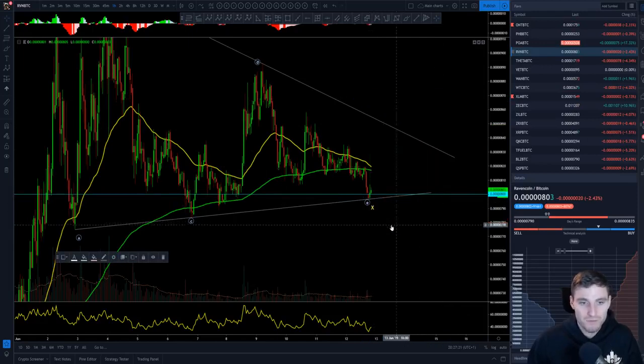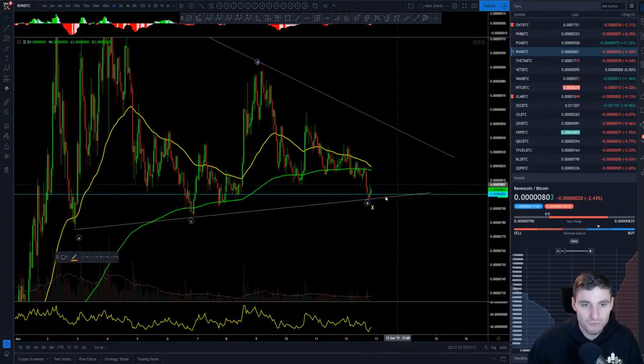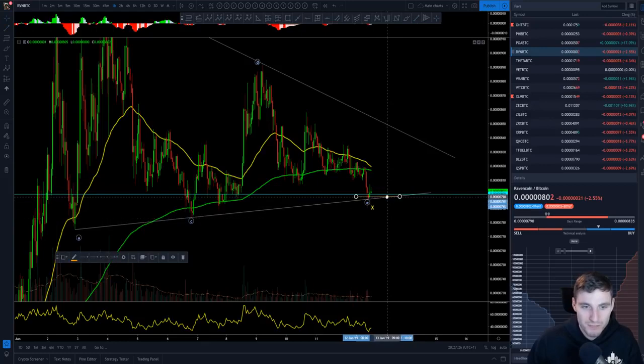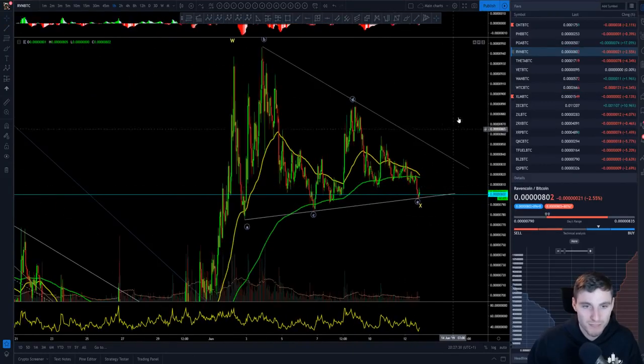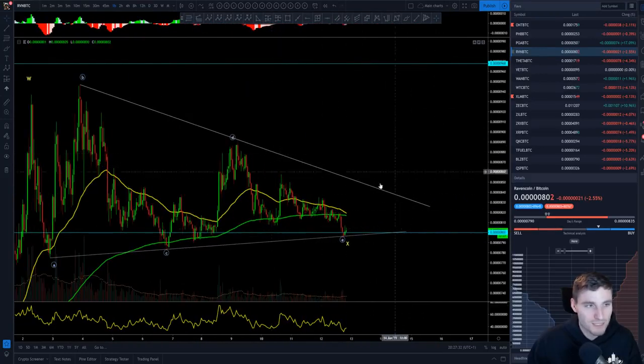Okay, and if you are really scared, then you could move your stop loss up to break even. I won't be doing that, but some people like to move their stop losses up to break even really quick. But yeah, I never do that. But yeah, that's Raven, obviously still within that symmetrical triangle.